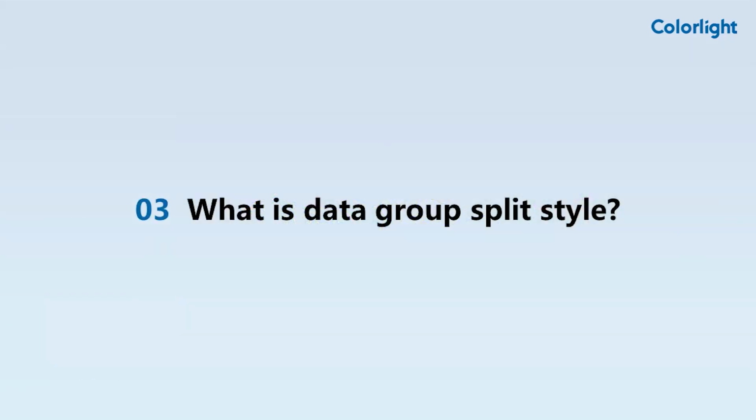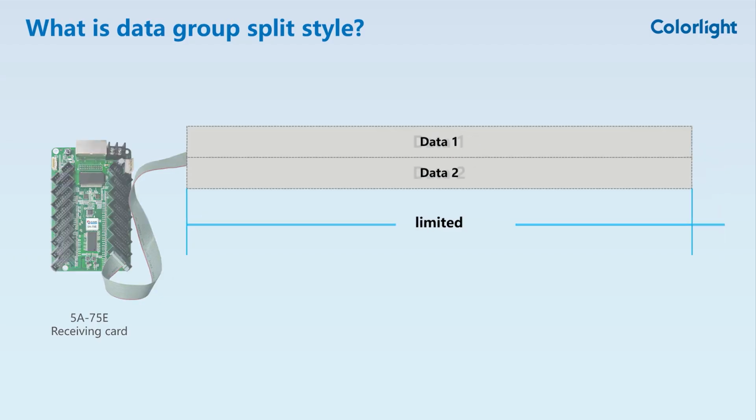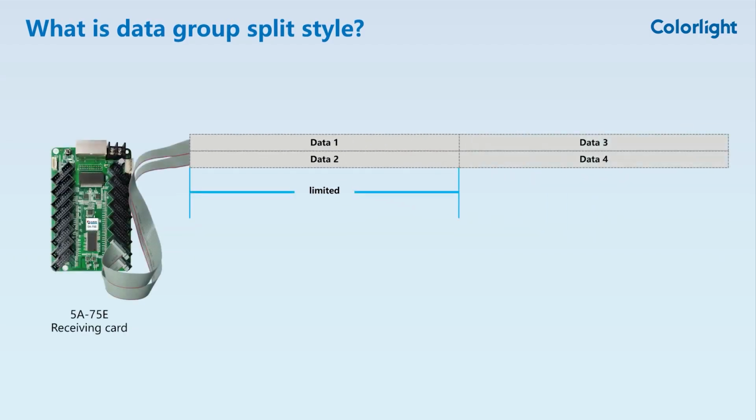Third, what is data group split style? Typically, there are limitations on the length of data group. Therefore, to avoid the display limitations and display quality degradation caused by overlong data group, we will use multiple data groups in the data transmission direction to control more pixels.